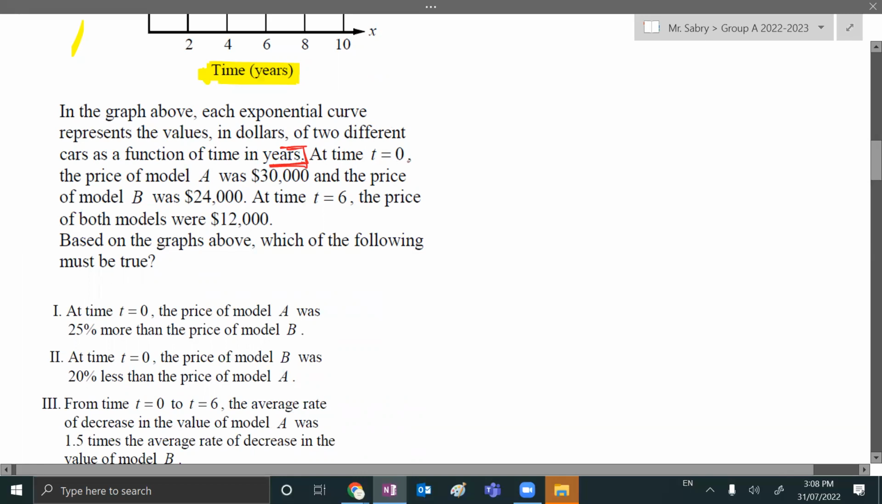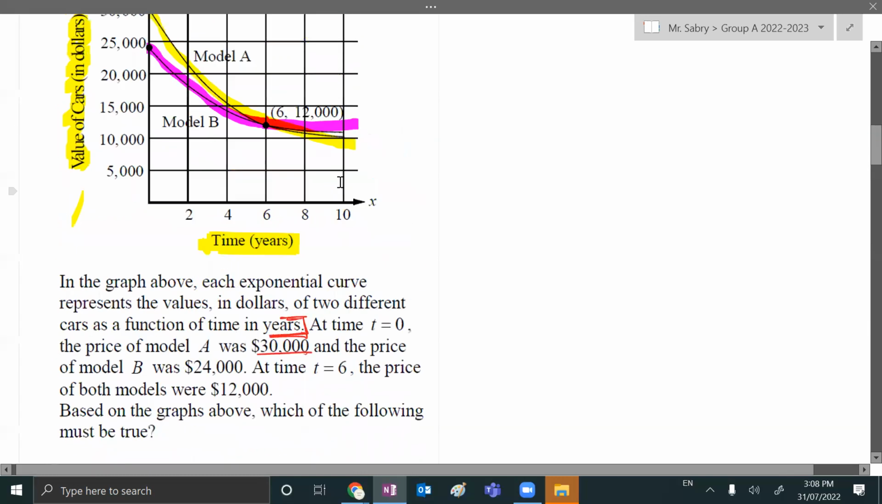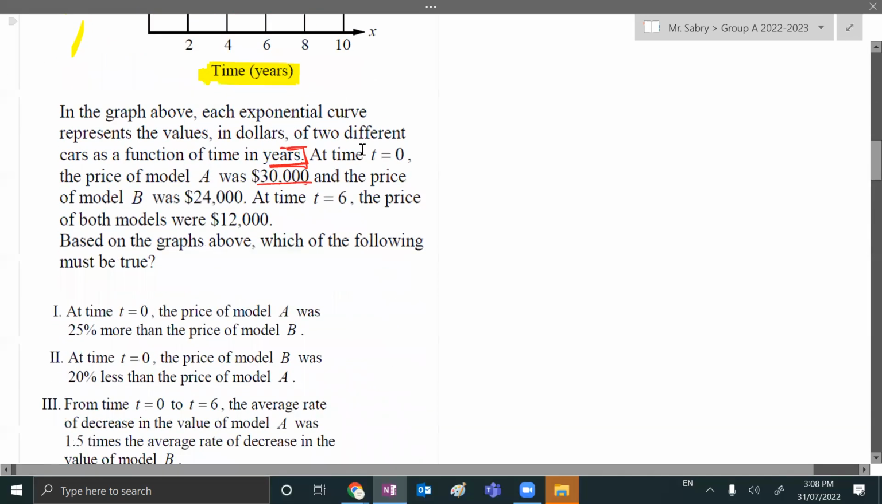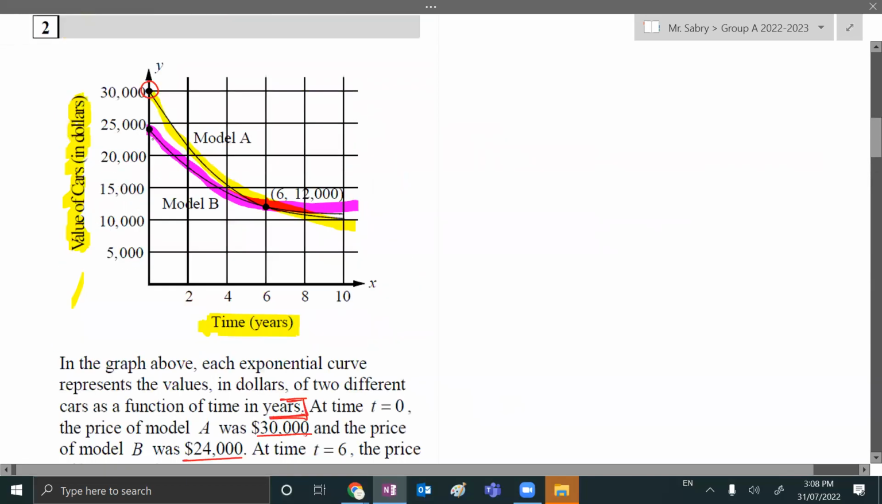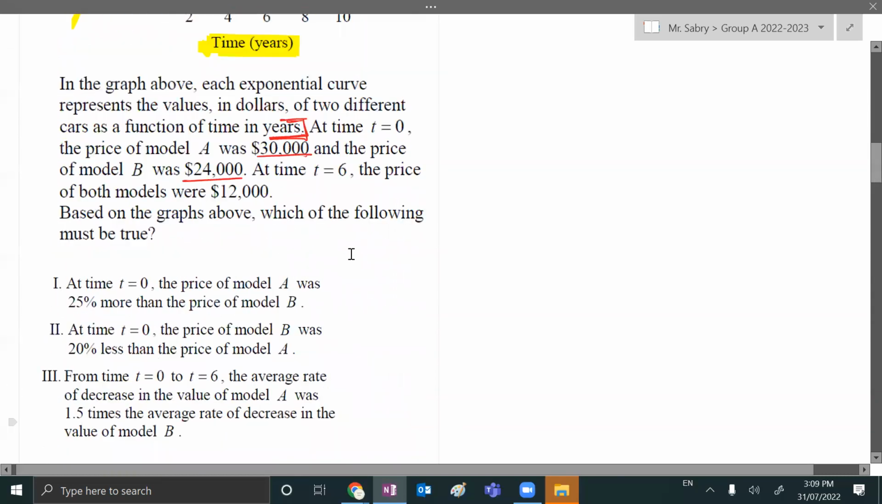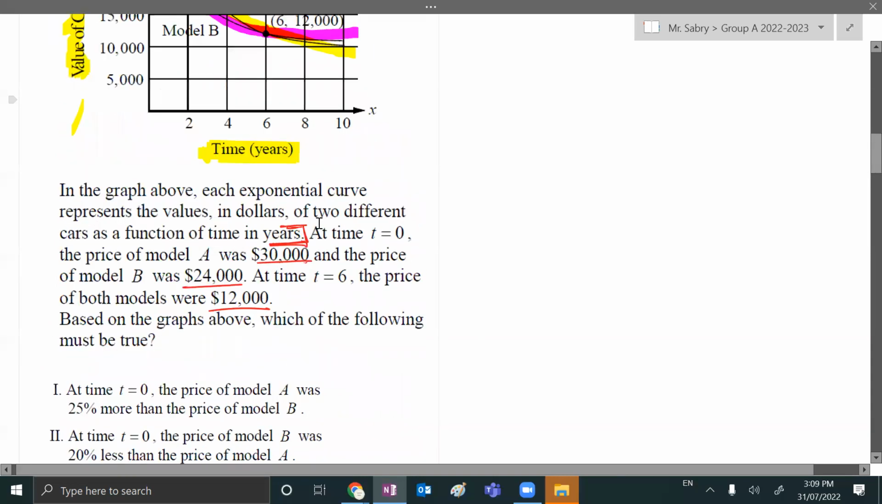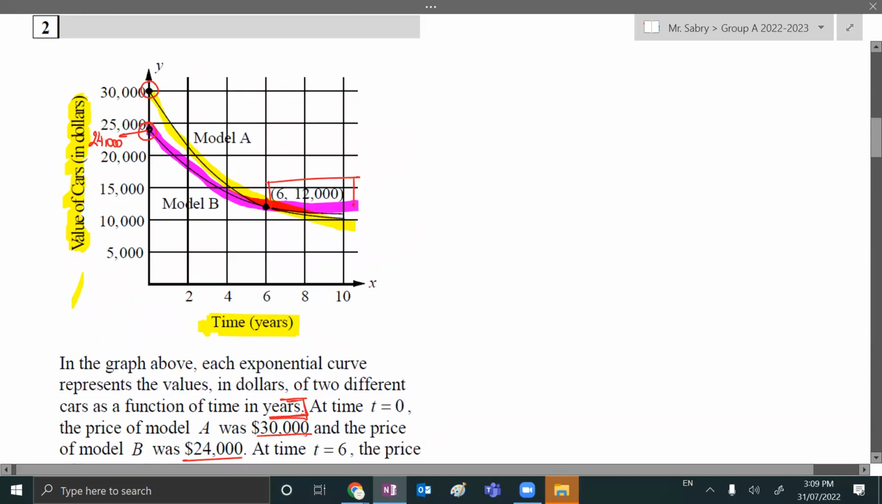Then بيقول لي at time t equals 0, the price of model A was 30,000. برضو this is something we discovered from the graph in the y-intercept of 30,000. And the price of model B was 24,000, and that's also something we discovered from the graph. It's not exactly 25. We now know that it's exactly 24,000. That's according to what they wrote here. بعدين بيقول لي at time 6 the price was 12,000, and that's برضو something that's written here in this point.